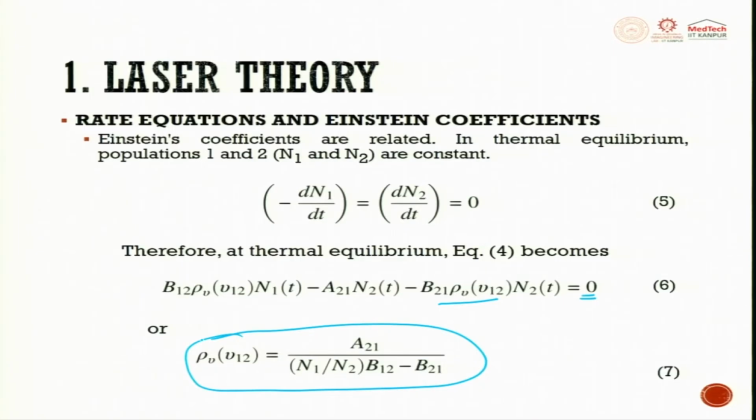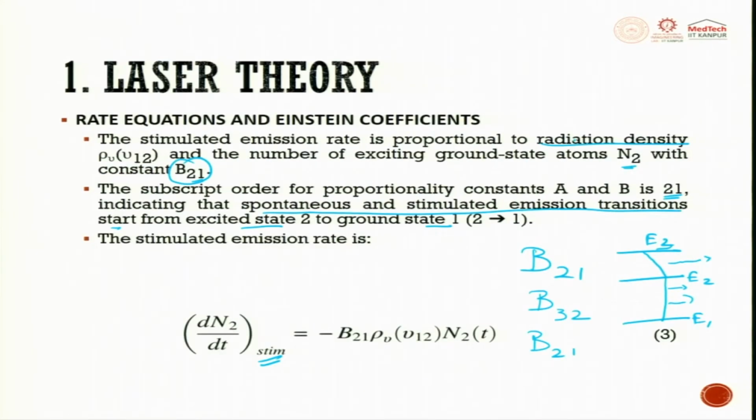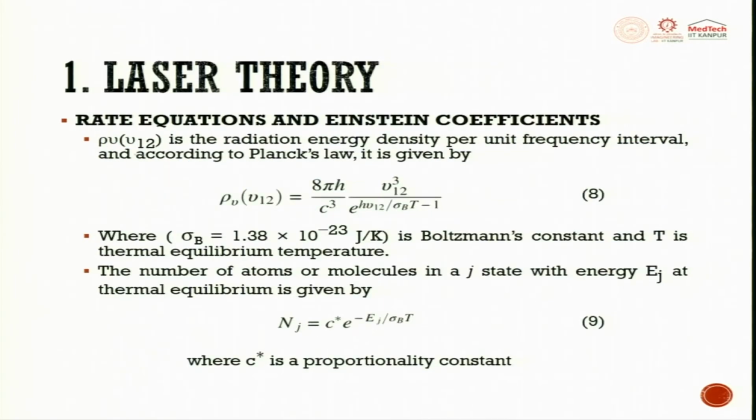So, what is rho nu? Rho nu is nothing but the radiation energy density per unit frequency interval, and according to Planck's law it is given by this. Here, k_B is the Boltzmann constant and T is the thermal equilibrium temperature. The number of atoms or molecules in the jth state with energy E_j at thermal equilibrium is given like this, where C is a proportionality constant.